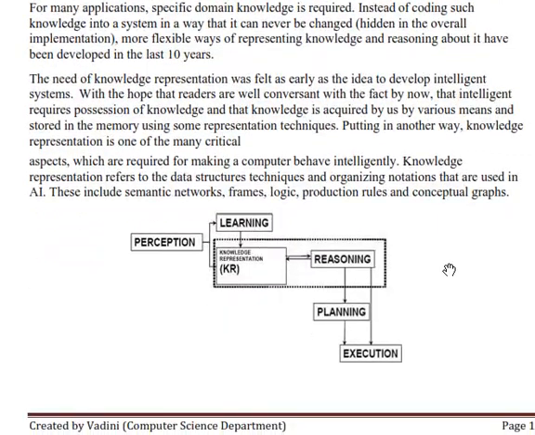This is the basic diagram where perception goes to learning and knowledge representation. Knowledge representation goes vice versa to reasoning, and then the reasoning phase goes into planning, then execution.